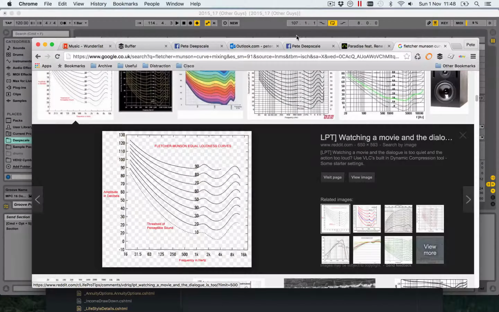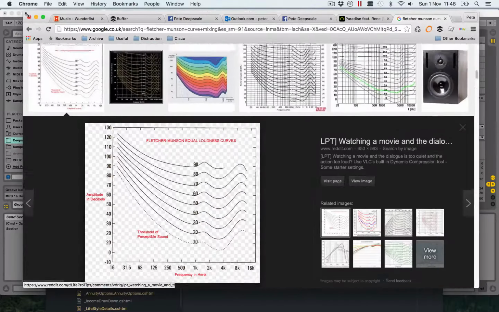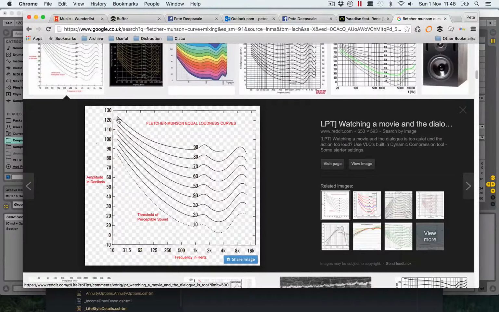So when I went off to do research on this, this is one of the things that I found. It's called the Fletcher-Munson curve. And what this graph shows on the left-hand side is the amplitude in decibels of some music, and on here is the frequency in hertz.